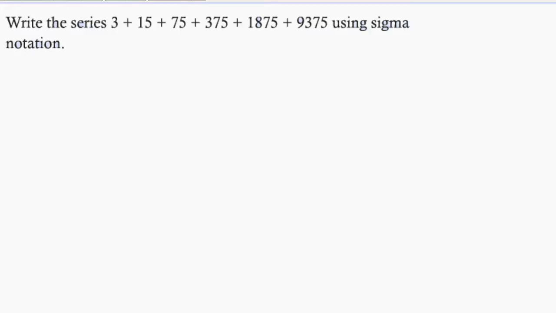Here's another series. Write this series using sigma notation. So we need to inspect this series and find out if it's an arithmetic series or geometric series. Obviously, if you look through these terms, you can see that 15 from 3, that will be multiplied by 5. That multiplied by 5 as well, multiplied by 5, all the way. So this is a geometric series.